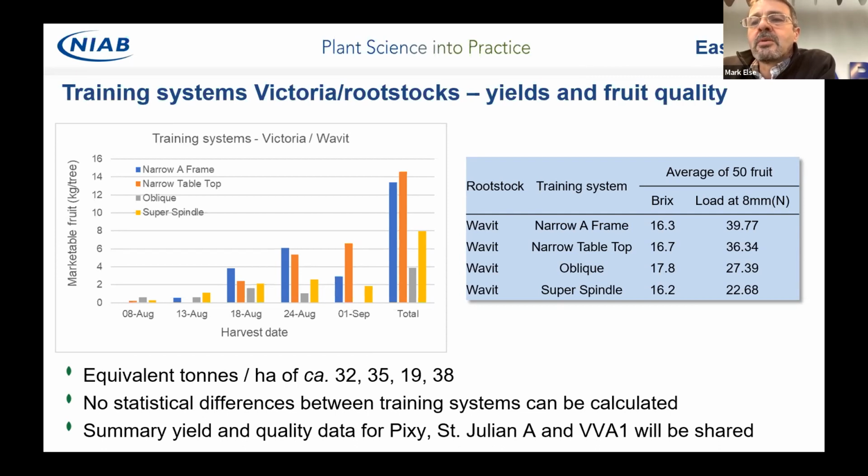You can see then lower yields from the super spindle system, and again the oblique system coming in at around 4 kilograms per tree. So very different cropping potentials on those trees. As I say, it's difficult to conclude any more than that because of the lack of statistical replication. But it just goes to show that we can reduce or schedule irrigation and fertigation quite effectively using those systems and still achieve a good commercial yield from those trees. Okay, next slide, please.